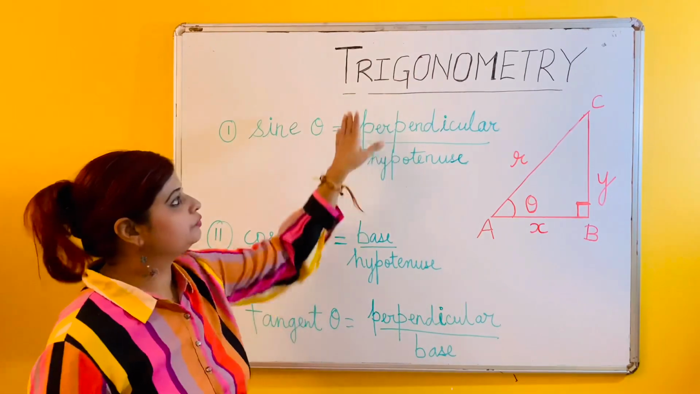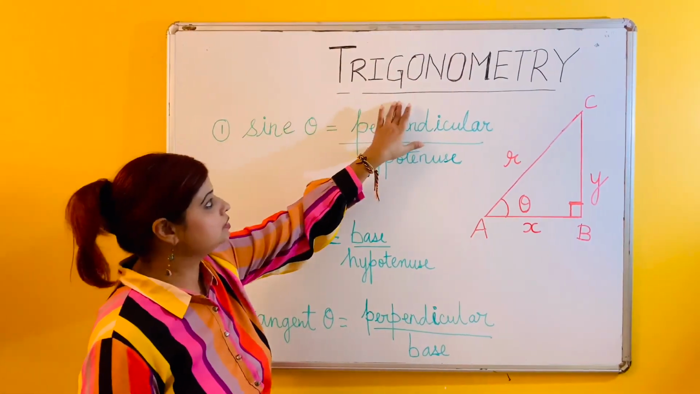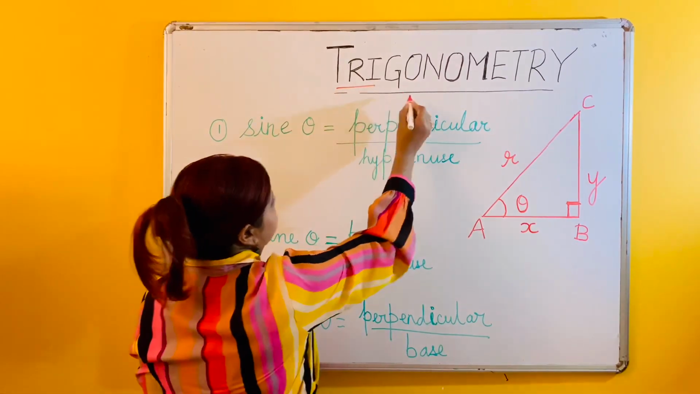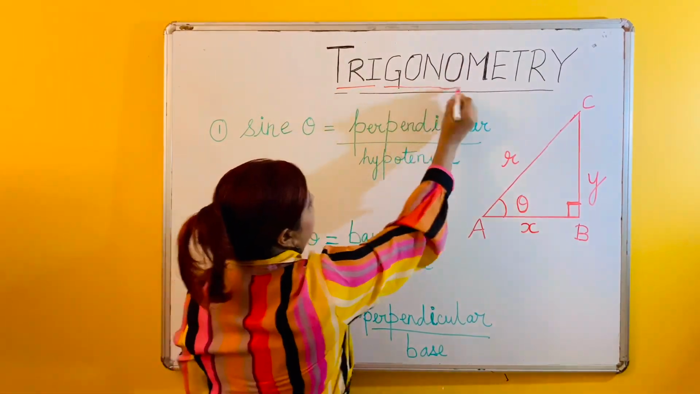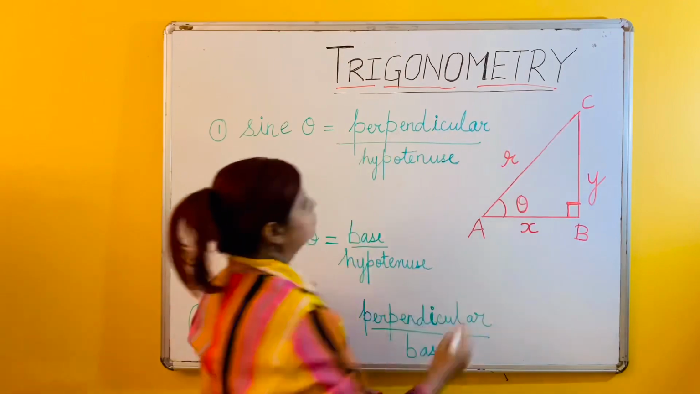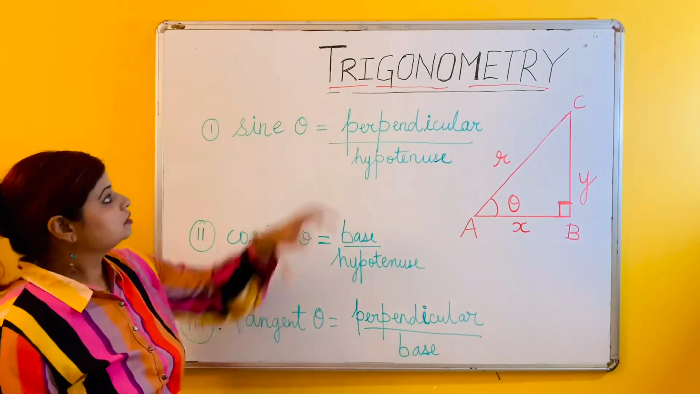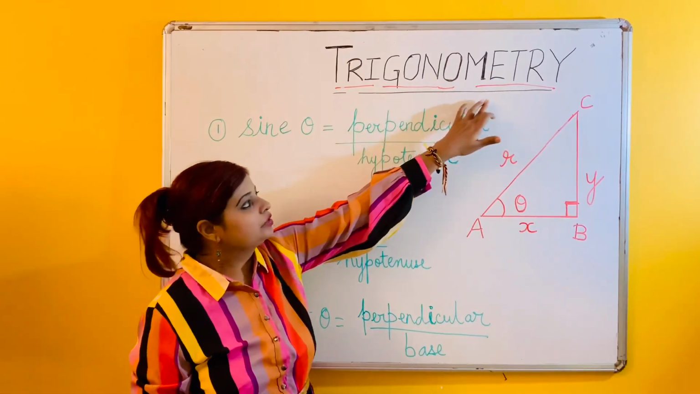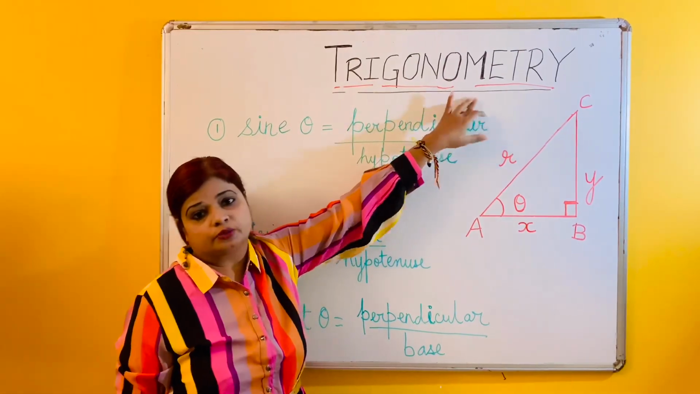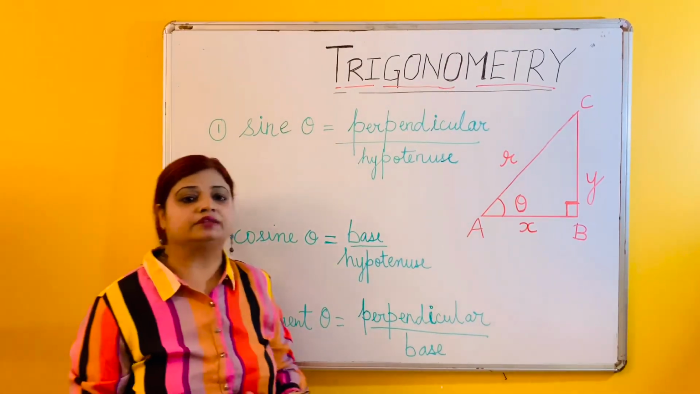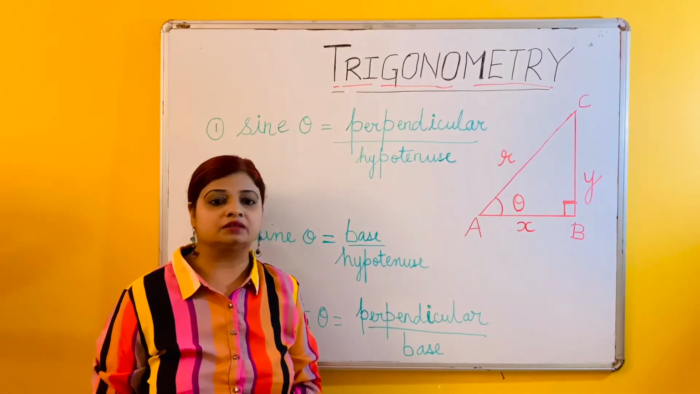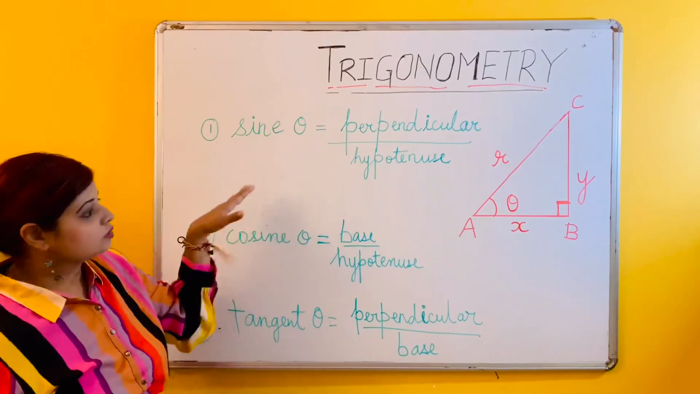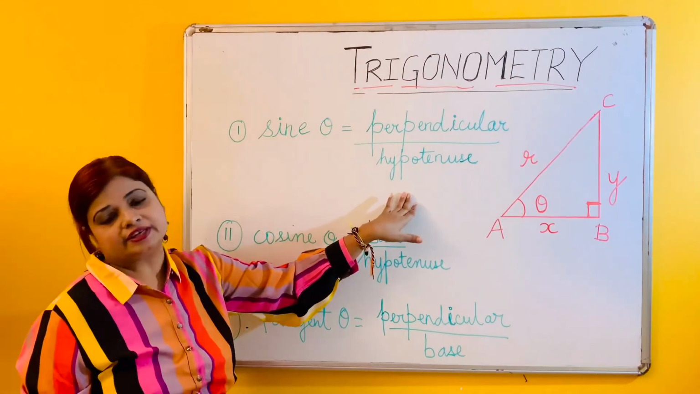Now if I break this word, trigonometry is formed from three words: tri, gono, and metry. Tri means 3, gonos means side, and metry means measurement. So it means that we are trying to measure the three sides of a triangle. That's what trigonometry is all about.